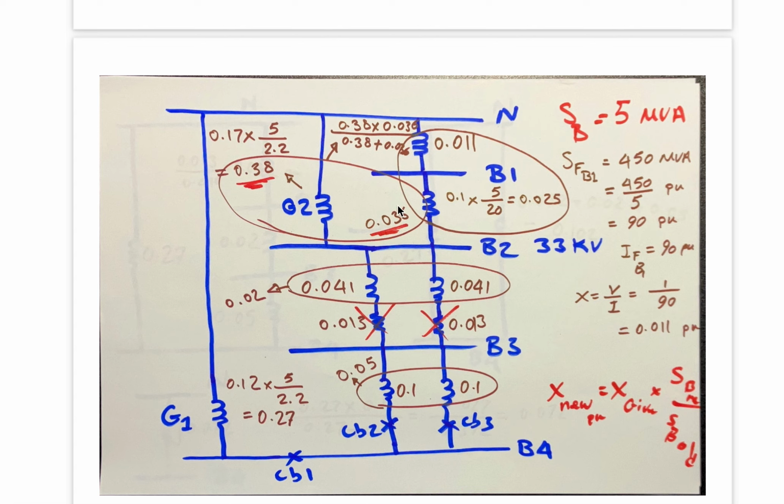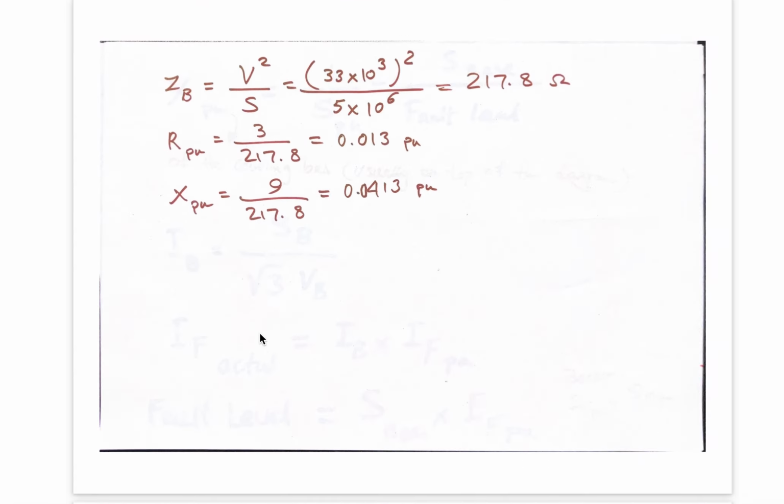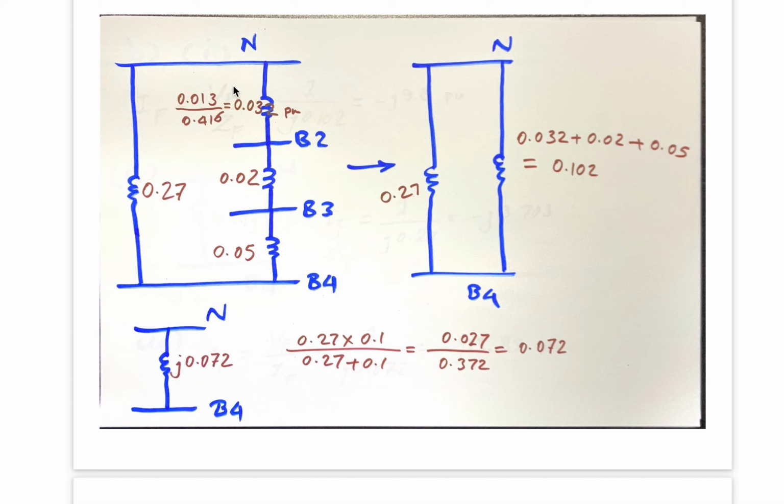and that is 0.47. Then that 0.47 and this 0.38, they are parallel. You need to calculate them. Yeah, here. So you get 0.032. Then you add this to the other ones. This is the replacement of the transmission line, and this is the replacement of those two parallel transformers. And this is G1, that local generator connected to B4.